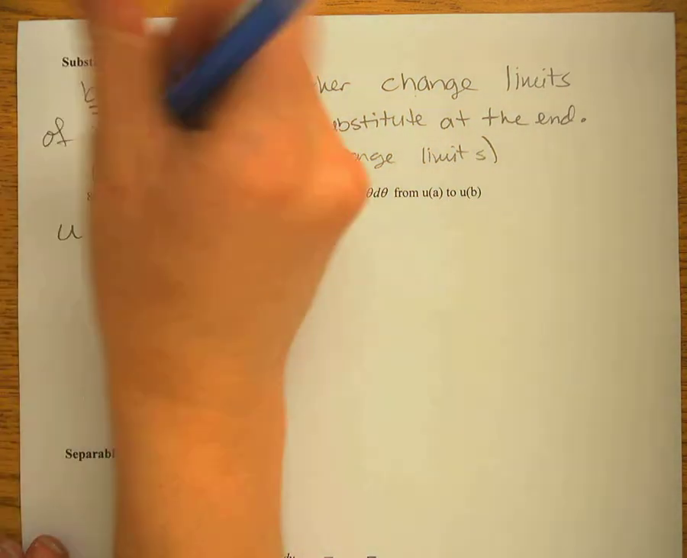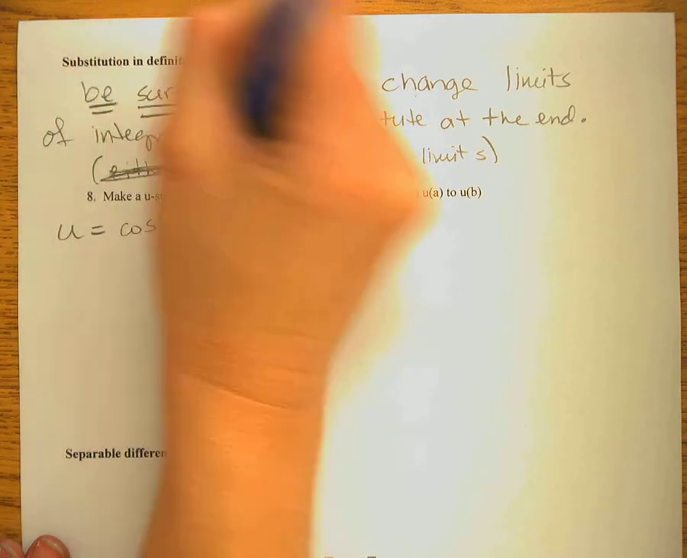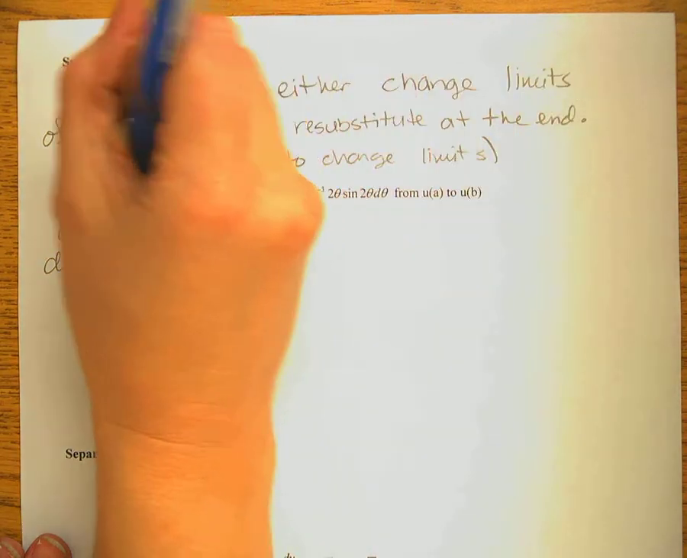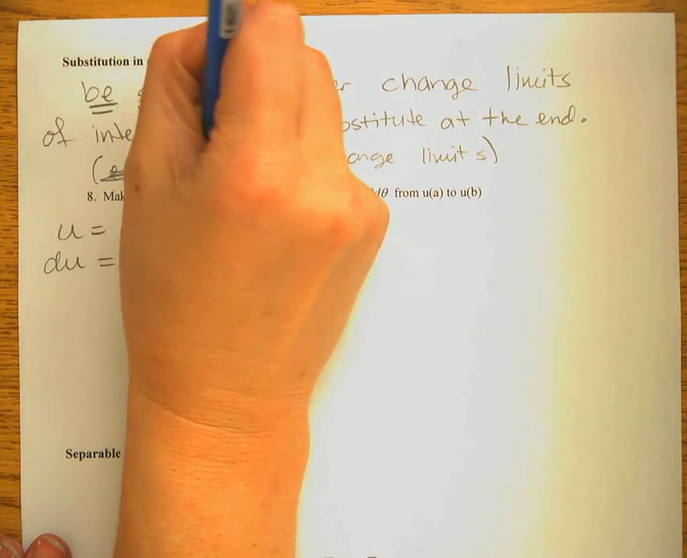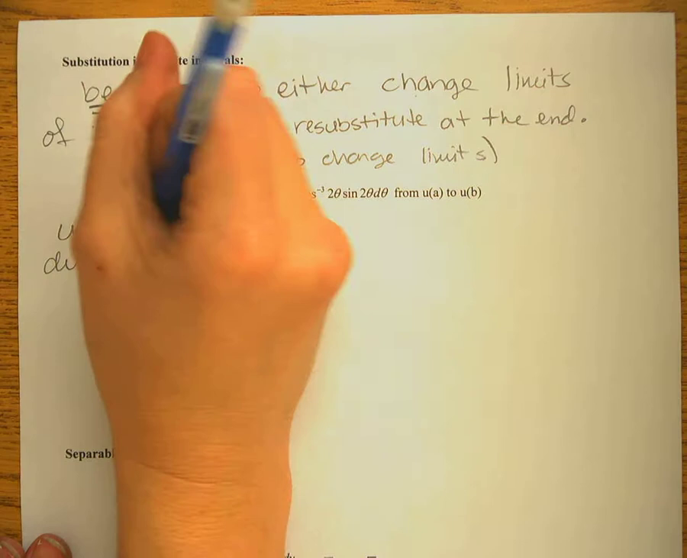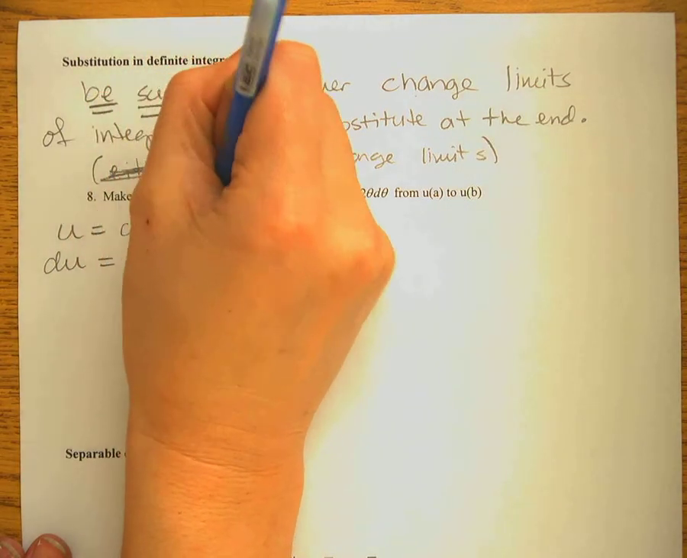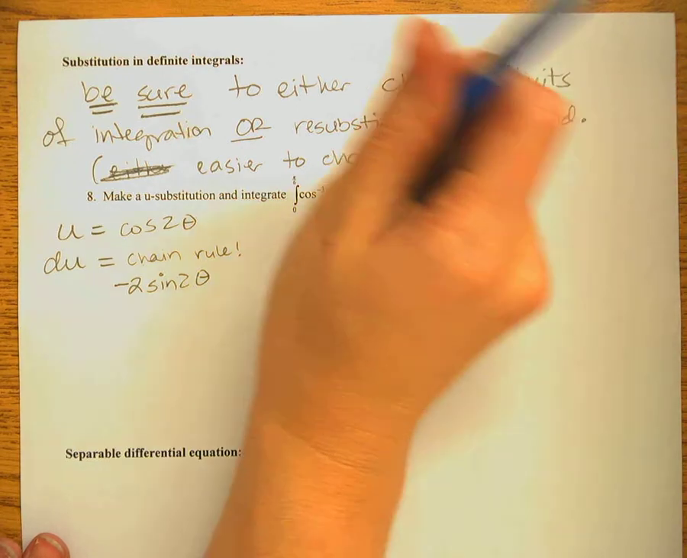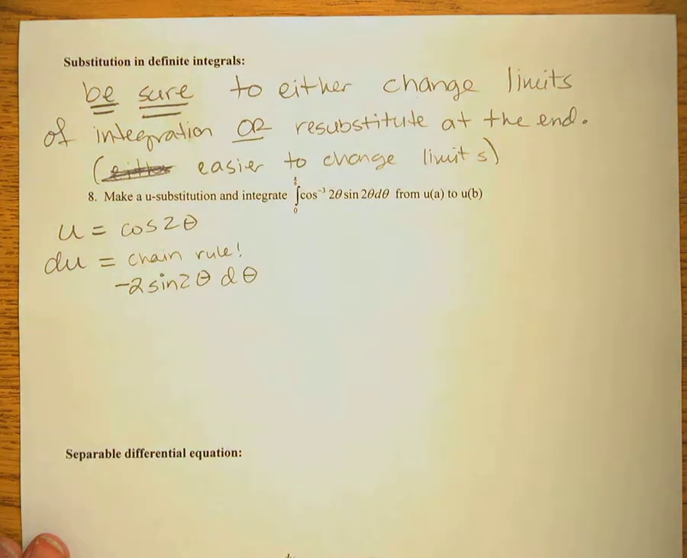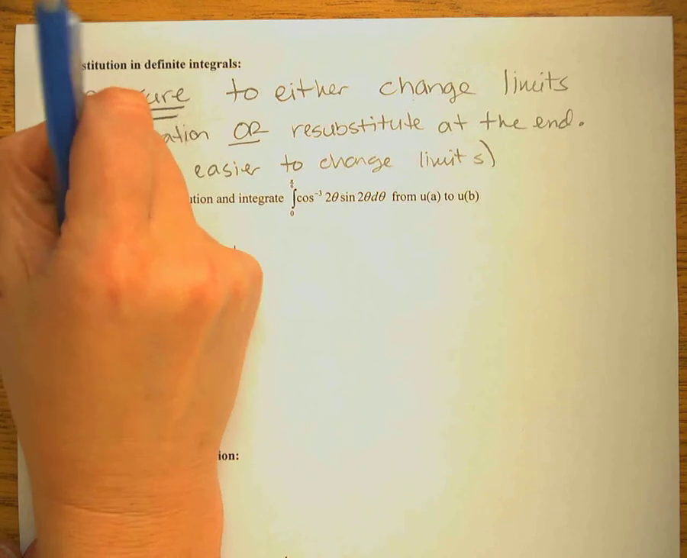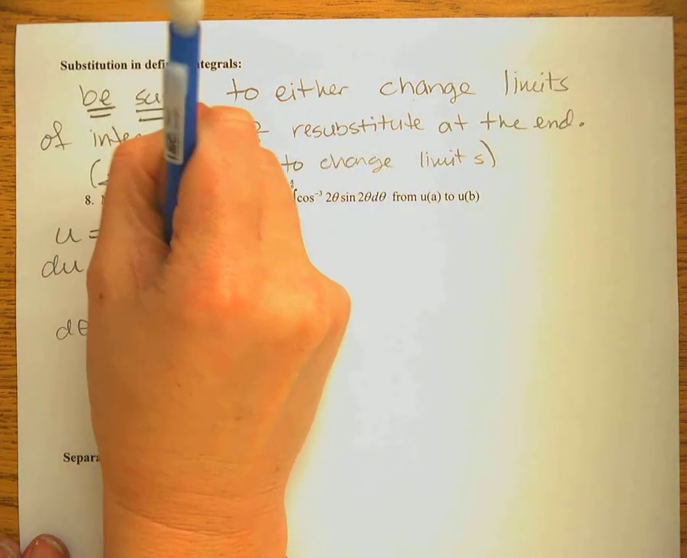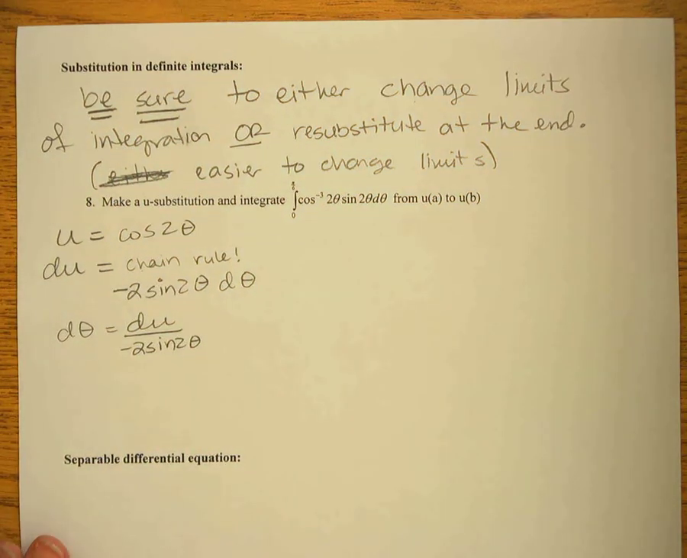So I'm going to let U be cosine of 2 theta. And then that will make du, if I use chain rule, because I need chain rule here, du is going to be negative 2 sine 2 theta and then d theta. So then d theta becomes du divided by negative 2 sine 2 theta. Okay, so that's step 1.